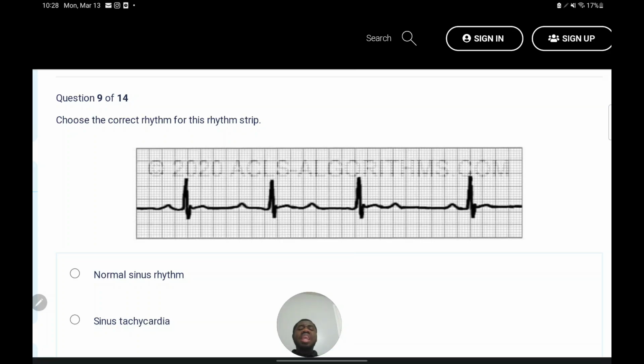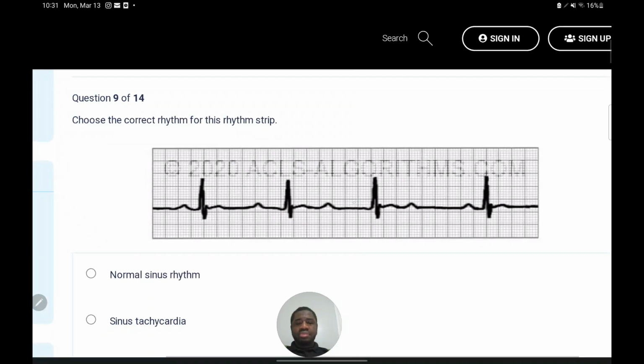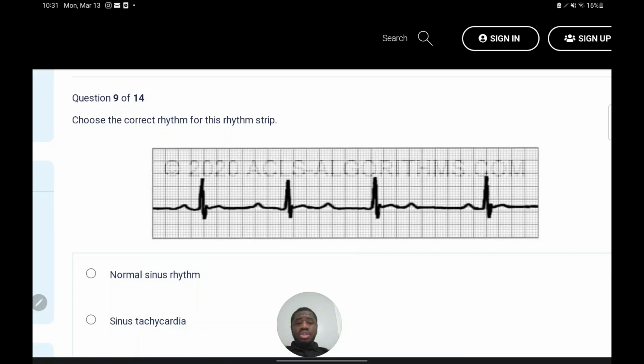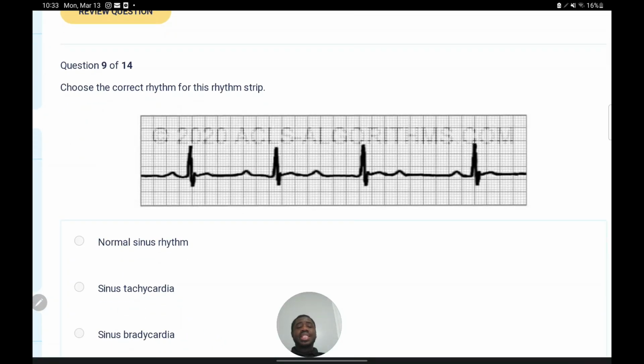So that means if you calculate the PR interval, it is becoming longer and longer than the previous. So how to remember this: longer, longer, drop. Longer, drop. So this is a second degree heart block. When you see something like this, it's a second degree heart block.